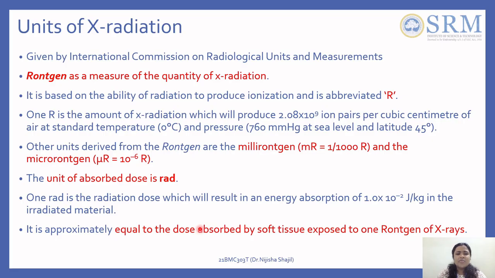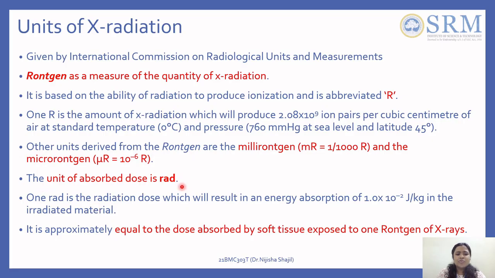So 1 R is the amount of X-ray radiation which will produce 2 into 10 to the power of 9 ion pairs. Based on how many ions you produce, that X-ray quantity is written as 1 R. This is the standard definition of 1 R. You also have milli-Roentgen or micro-Roentgen, which can be used as needed.